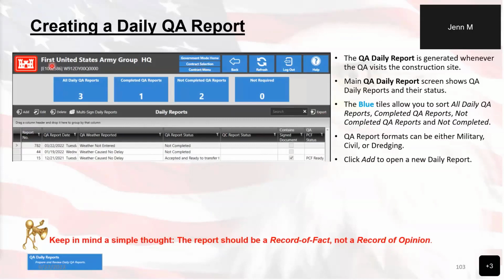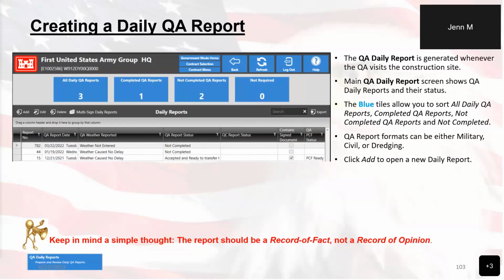As it is with most sections, you can see the groupings of the various QA reports up at the top. A quick review of the provided data grid will show us the report number, the QA report date for that individual report, any information about weather delays from the QA weather report, the QA report status, and the QC report status, if it contains any signed documents, and finally, the PCF status of that individual report.